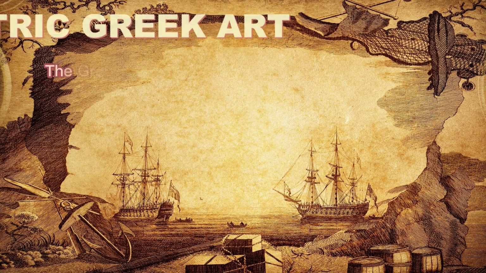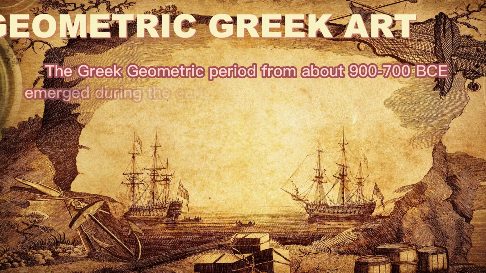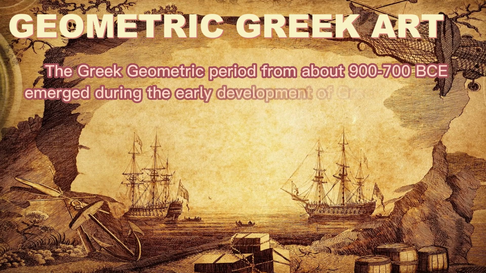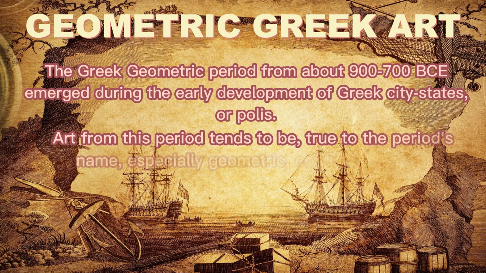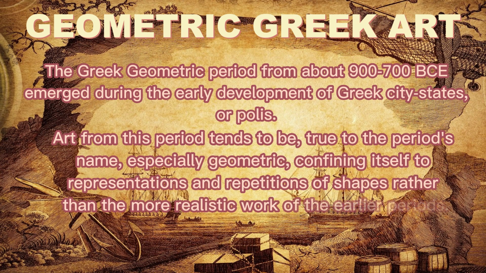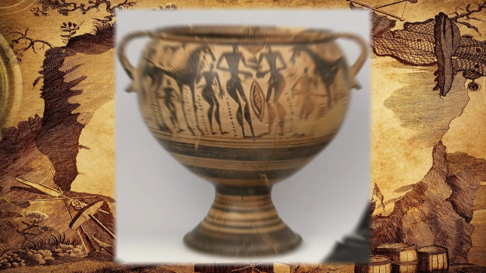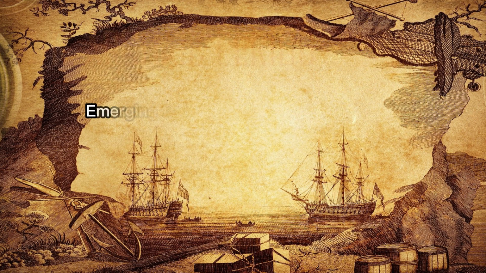Geometric Greek art. Geometric art from about 900 to 700 BCE emerged during the early development of the Greek state or polis. Greek art from this period tends to be true to the period's name, especially geometric, confining itself to the representations and repetition of shape rather than the more realistic work of the earlier periods. During this period, the most common medium was painting on vases.